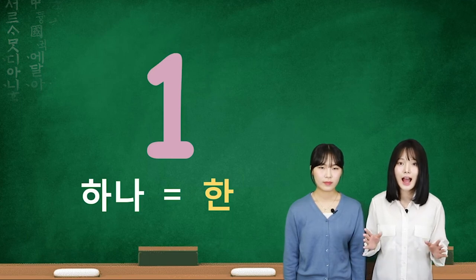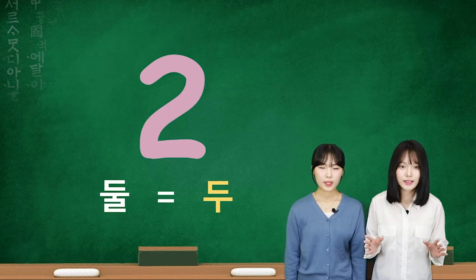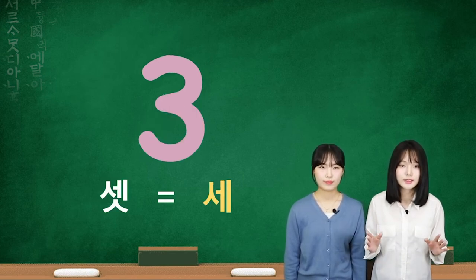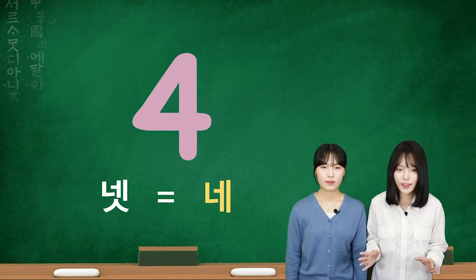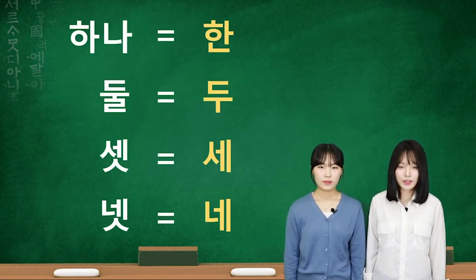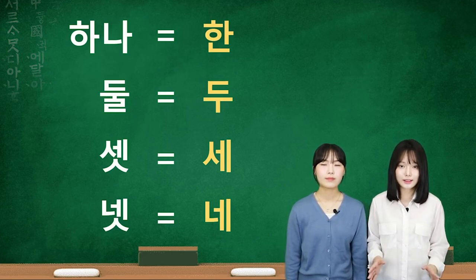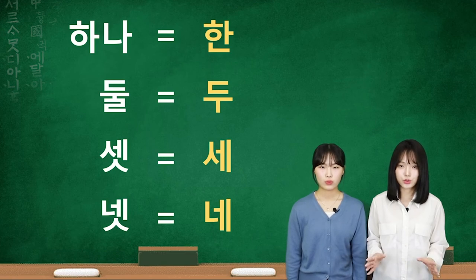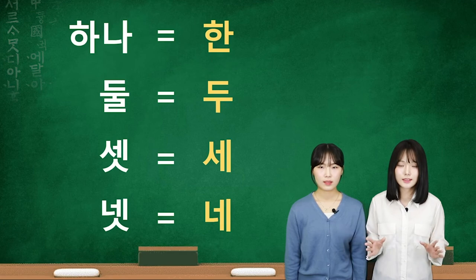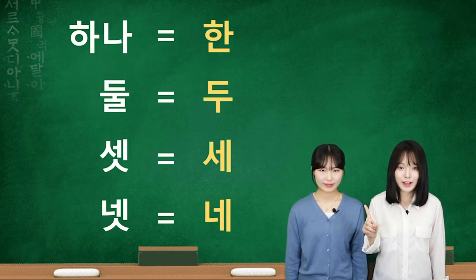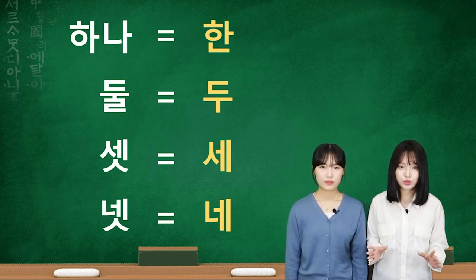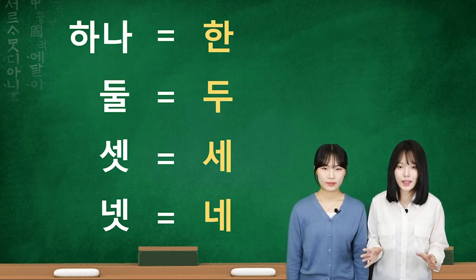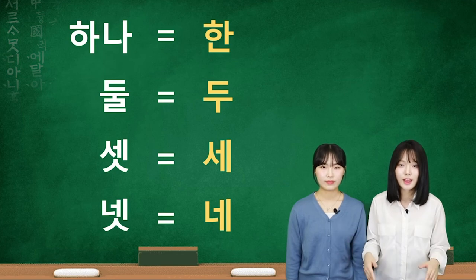하나 is 한. 둘 is 두. 셋 is 세. 넷 is 네. Please repeat after me. 하나 한, 둘 두, 셋 세, 넷 네. Good. One more time. 하나 한, 둘 두, 셋 세, 넷 네. Very good.